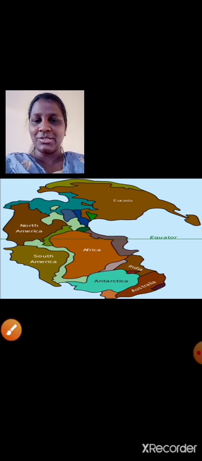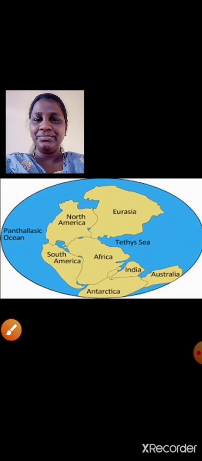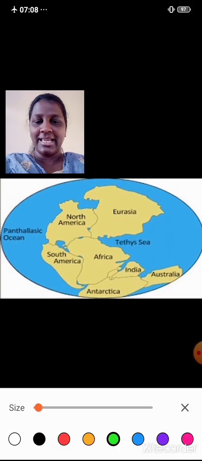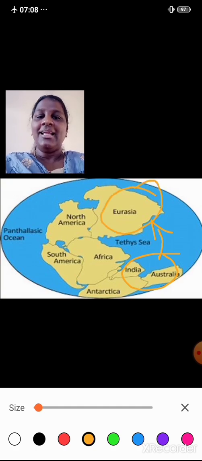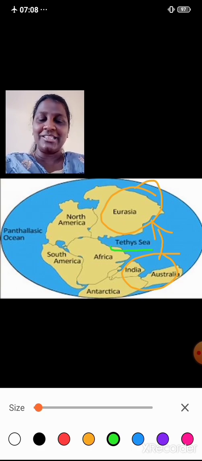Isn't it interesting, students? Here once again, the Indo-Australian plate got drifted towards the north. Here we have the Eurasian plate. Now in between, can you see we have Tethys Sea here? It's very important, students. Just pay attention. We have Tethys Sea and it is very important in the formation of Himalayas.